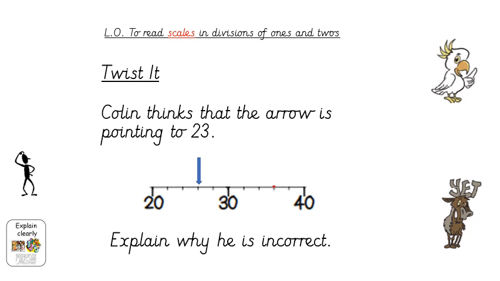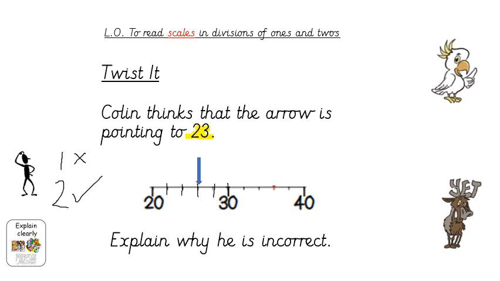So this one is my twist it, just in case you have got a little bit confused. Colin thinks this arrow is pointing to 23. Explain why he's incorrect. So they think it's 23 that the arrow is pointing to. So the first thing we're going to see is what number does the scale go up to? Does it go up in ones or does it go up in twos? So let's count and see if it goes up in ones. 21, 22, 23, 24, 25. That's not 25. So it doesn't go up in ones. Let's see if it goes up in twos. 22, 24, 26, 28, 30. So it does go up in twos.